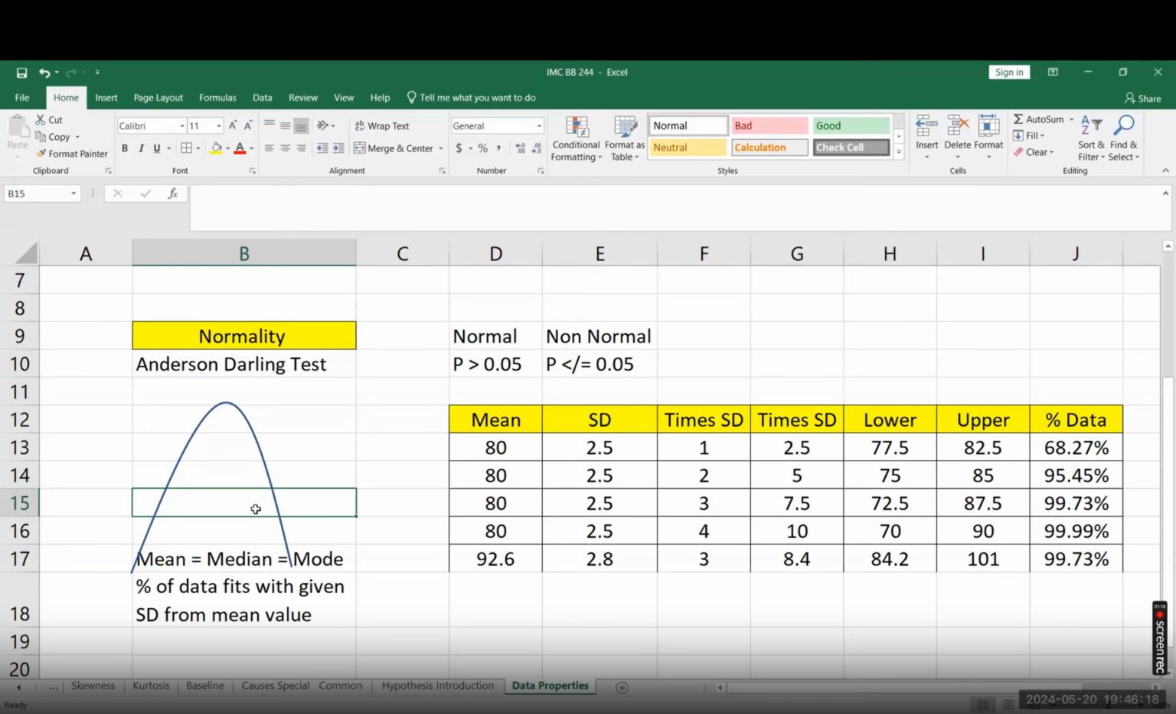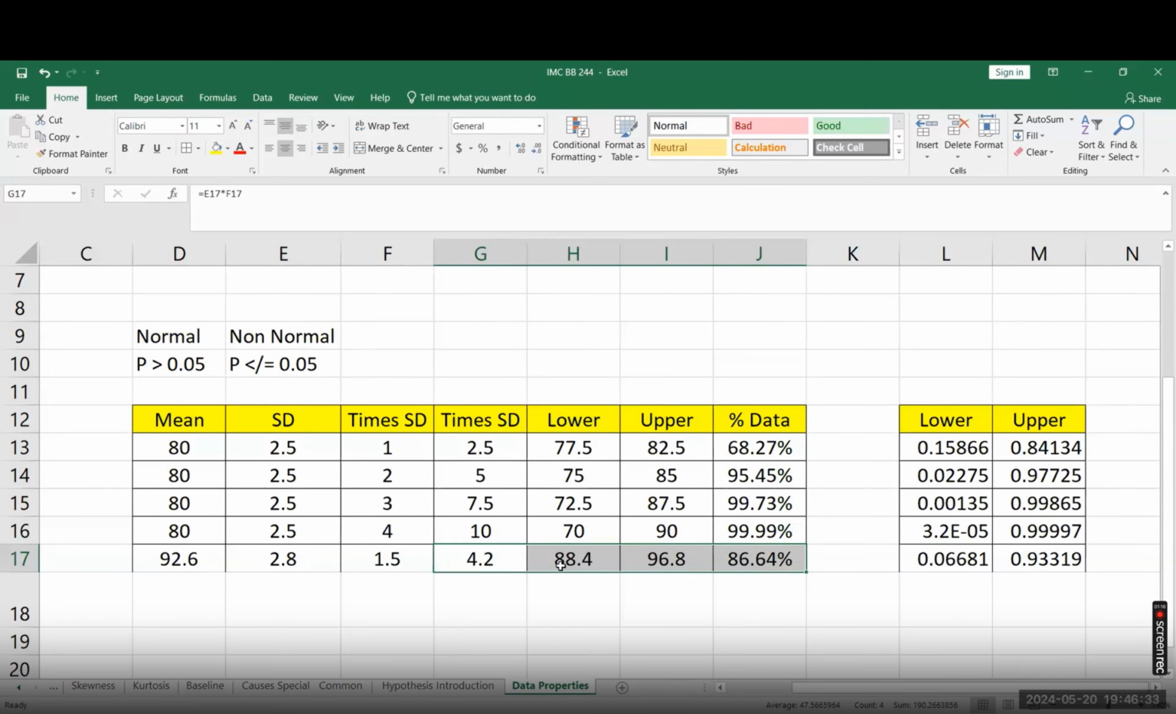All right. Yes, sir. And you can change any value, any standard deviation, any time. Suppose you want to say, no, I want to say only 2.5 times, or let's say 1.5 times the standard deviation. So all the values are automatically calculated. Now it is saying between 88.4 and 96.8, at least 86% of data should fall. Then you will say data is normal.